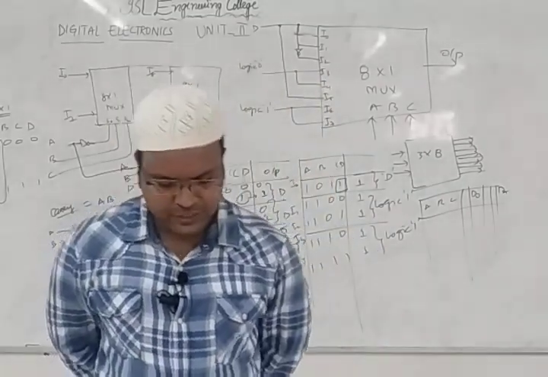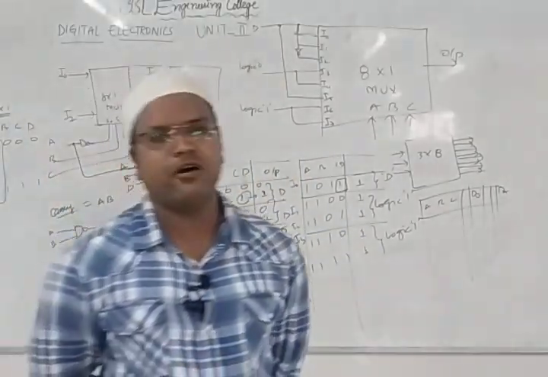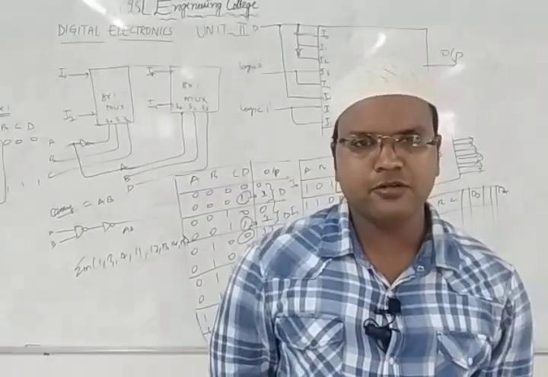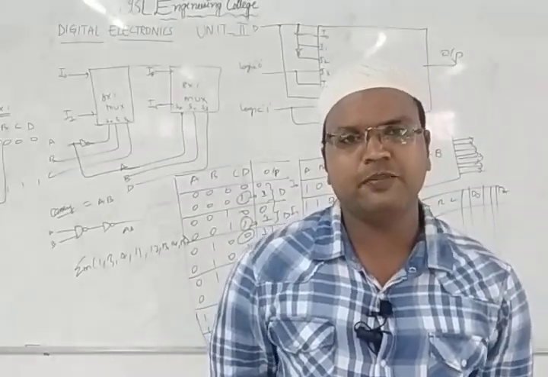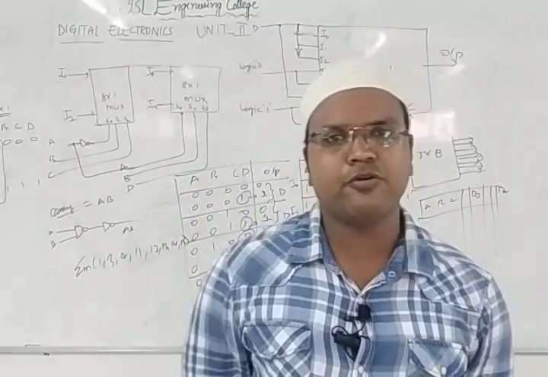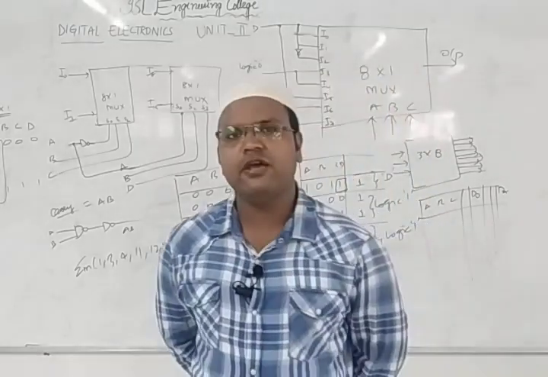The next question: explain the difference between a multiplexer and a demultiplexer. So what is a multiplexer? It's a combinational circuit which contains 2 power n inputs, n select inputs, and 1 output. Whereas a demultiplexer has a single input and, based upon the select inputs, produces 2 power n outputs, where the number of select inputs depends on n.